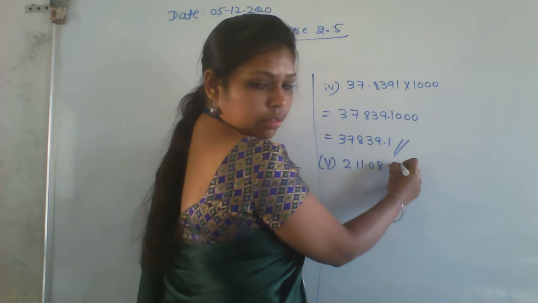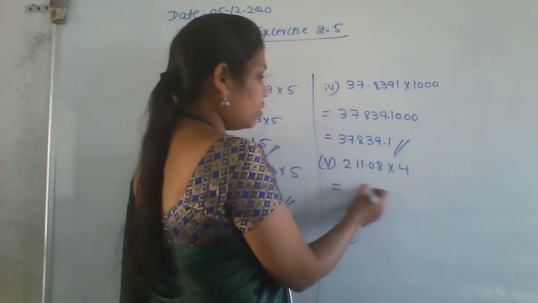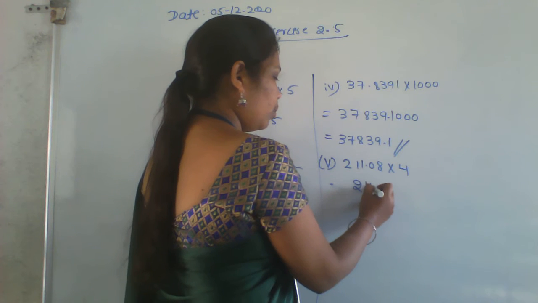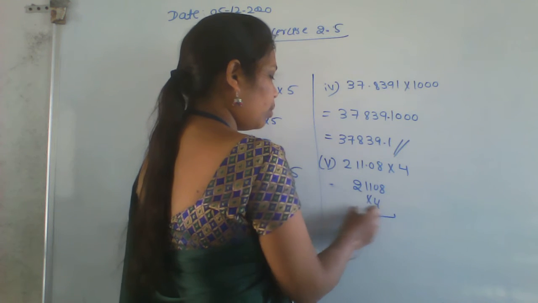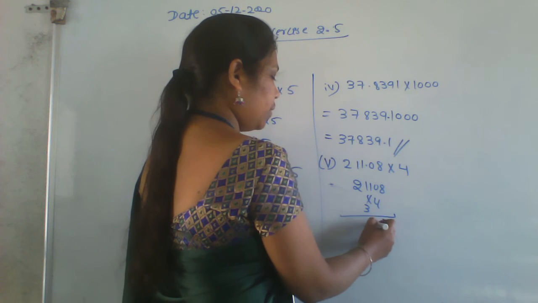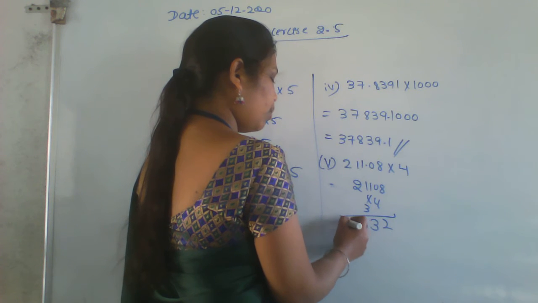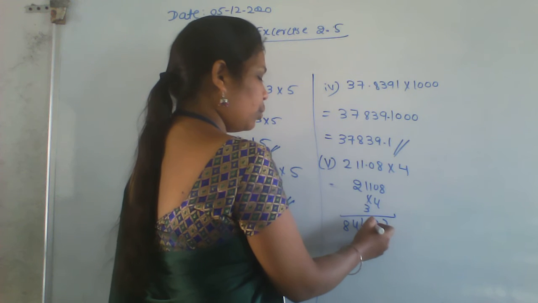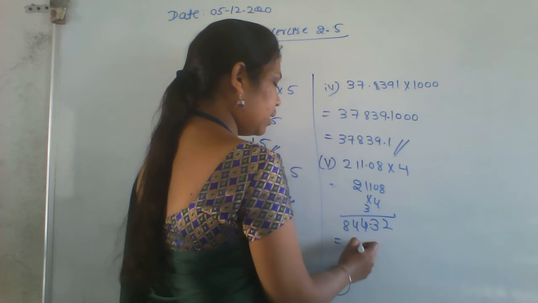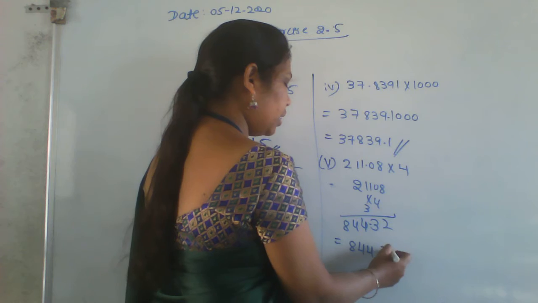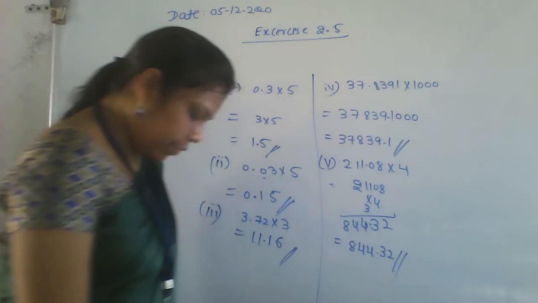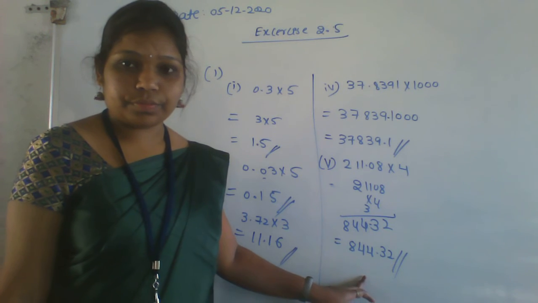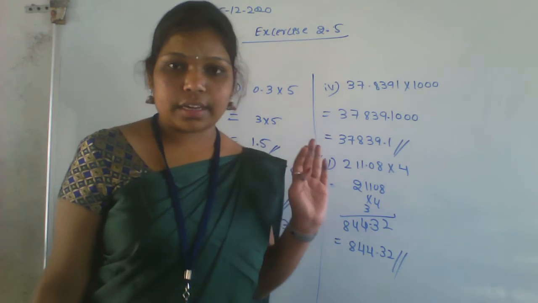211. Multiply. 21108 into 4. 4 8 is 32. Here 3. 4 1 is 4. 4 1 is 4. 4 2 is 8. So after how many numbers is the point? 2 numbers, right? So the answer is 844.32. 844.32 is the answer. Getting the idea? Okay.